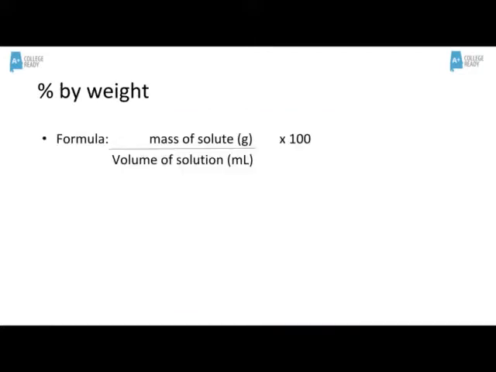Most of the time, if you're looking at percent by mass or percent by weight, this is when you are dissolving a solid into a liquid. So we look at the mass of the solute in grams and we divide that by the volume of the total solution. And make sure when you do this that you're looking at the volume of the solution, not just the volume of the solute like we did in molarity. So you're going to divide those out, and because it's a percentage, then we multiply by 100, and that tells us what percentage of this solution is made up of that solute.